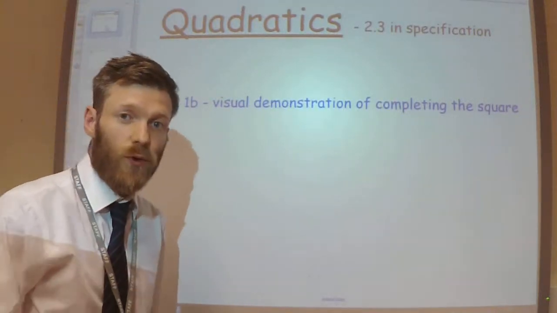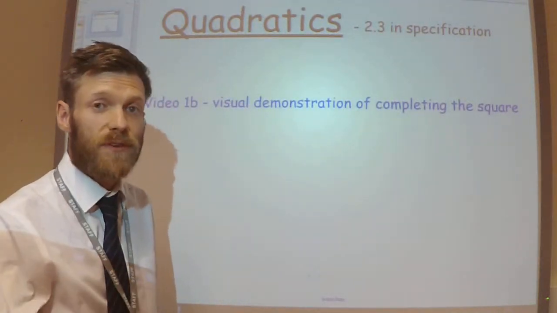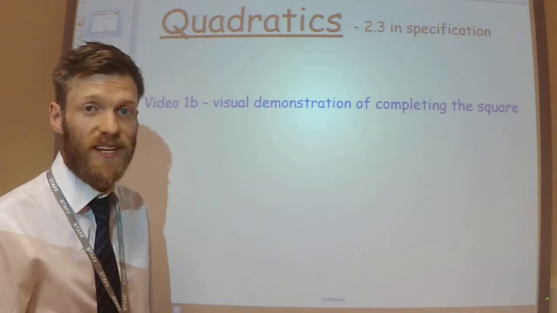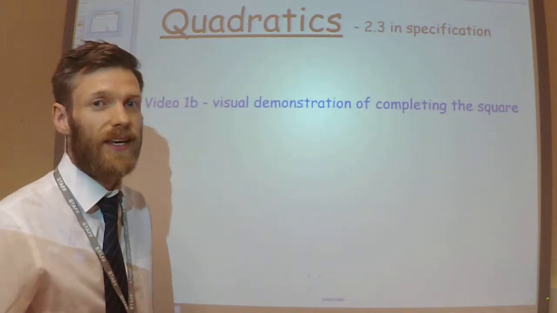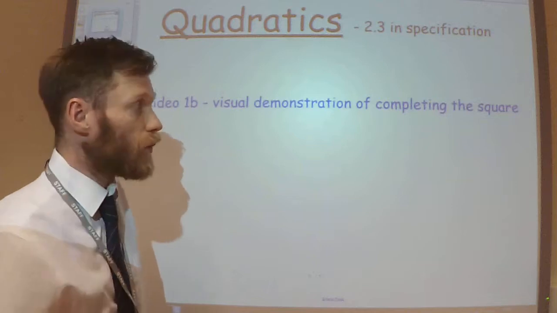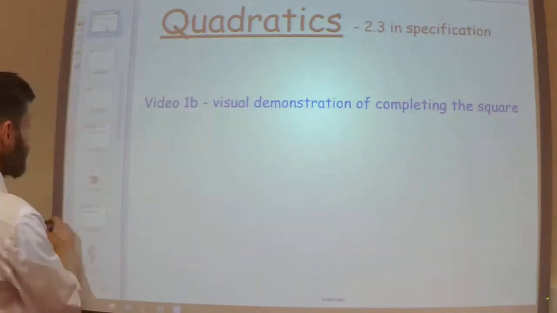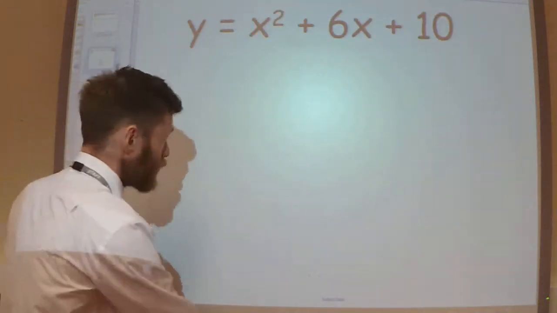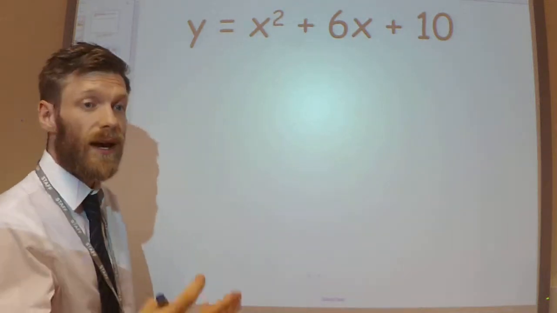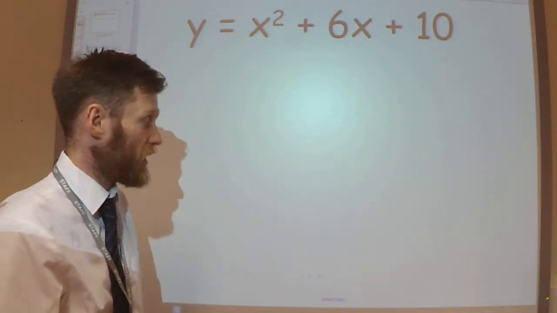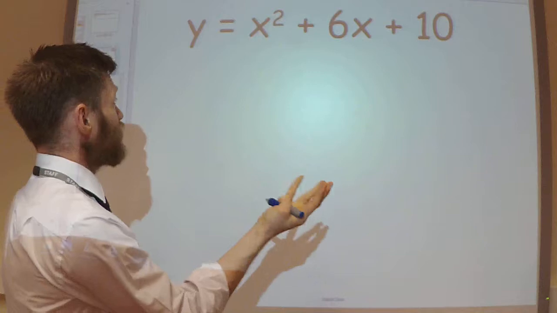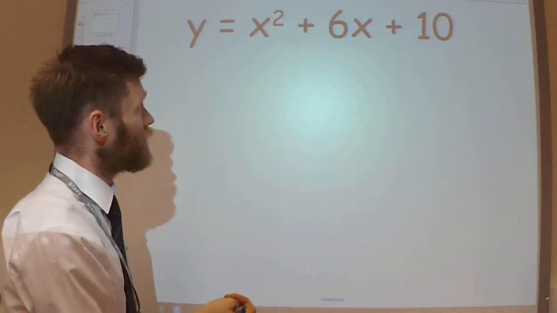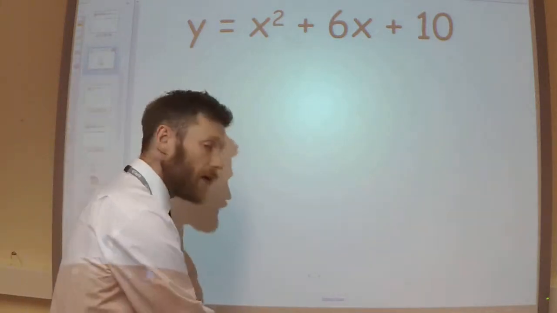This is a video all about the process of completing the square. I want to show you a visual demonstration of exactly why the process that you use works. So we're going to look at a specific example first of all, and then I'll show you the general example in a minute. So I've got this function, y equals x squared plus 6x plus 10.